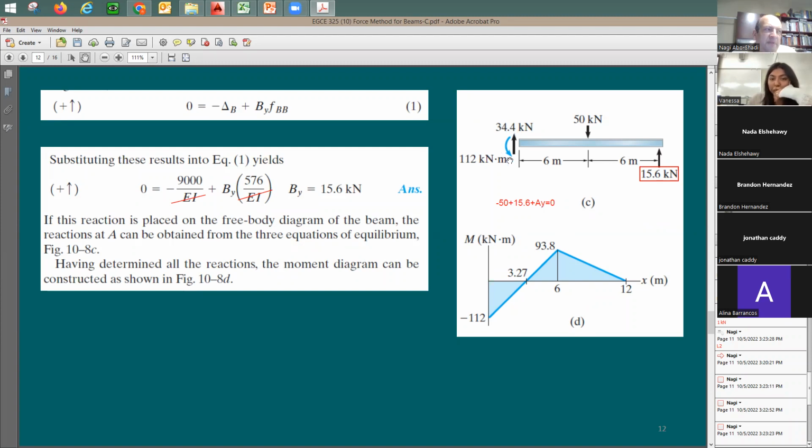Can you find out this moment? You can say take the moment about this point equals 0 for the whole system, right? You should be able now to solve the reactions. I'm not going to teach you now how to do reactions. They are very good in solving reactions. Can you do the moment diagram? Yeah, you should be able to. At this point, it's going to be 0. At this point, it's going to be positive. At this point, it's going to be negative, which is 112. You should be able to develop this moment diagram. Questions before I move forward?